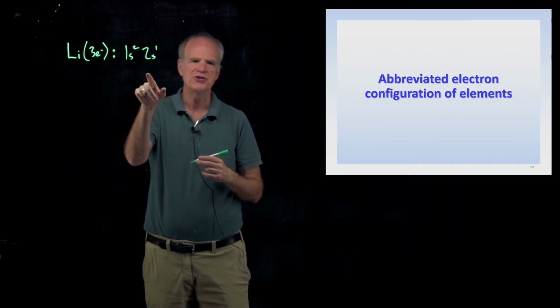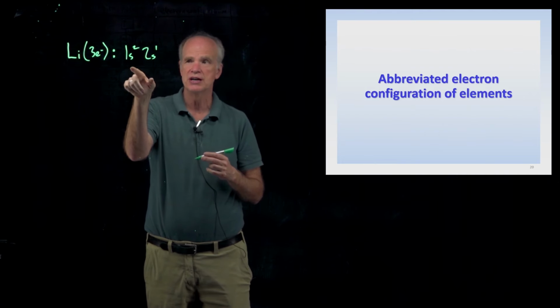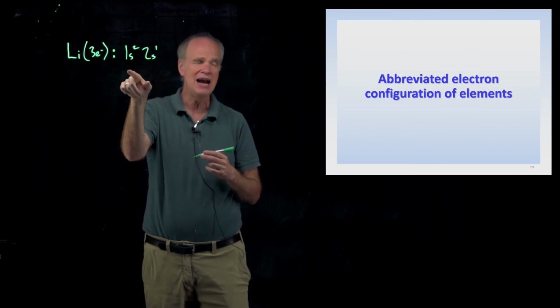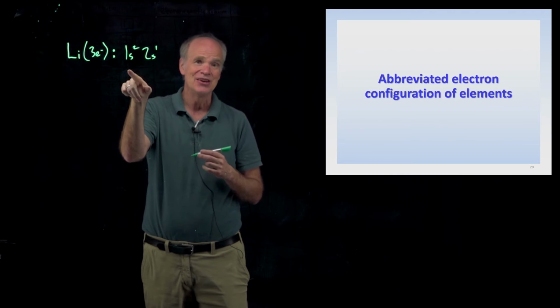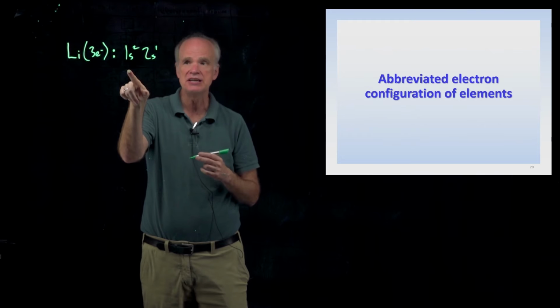Let's write this configuration now in the abbreviated way. This is how you do it. First, let's notice what's going on with this configuration. We have 2 electrons in the 1s sublevel and 1 electron in the 2s sublevel. You might recall the element that has 2 electrons in the 1s sublevel. That element is a noble gas, which is helium.